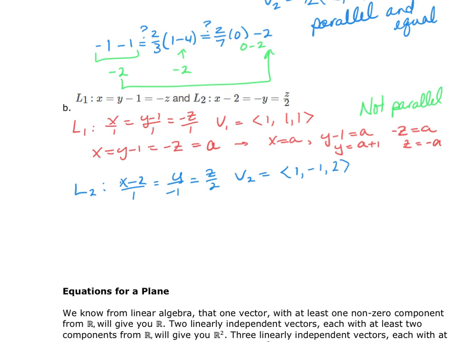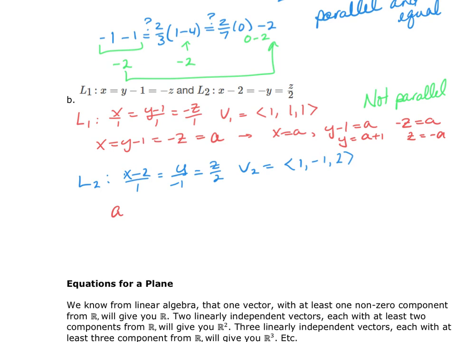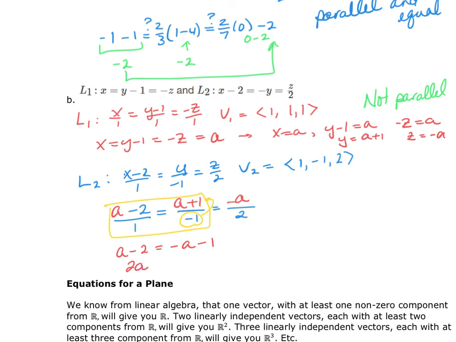So wherever I see x, I'm going to replace it with a in the second equation. So a minus 2 over 1. Does that equal the y replacement, which is a plus 1 over negative 1? And then does that equal my z replacement, which is negative a over 2? So let's take a look at just these first two right here. These have to be equivalent, so let's see what we get for a. I'm going to bring this negative up here, so it's over 1. So I have a minus 2 is equal to negative a minus 1. All I did was pull the negative up in the numerator. So I'm going to add a to both sides, so I get 2a. I'm going to add 2 to both sides, and so I get positive 1. So I get a is equal to 1/2.